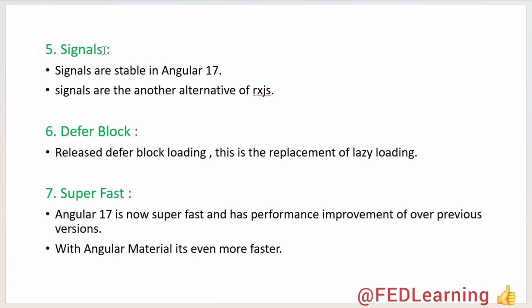The next feature is signals. Signals are stable in Angular 17. Signals are used to manage the state of data that changes over time, or simply, signals are another alternative to RxJS. The sixth feature is defer block. Defer block in Angular 17 now supports @defer control block loading with signals. Simply, defer block is the replacement for lazy loading.